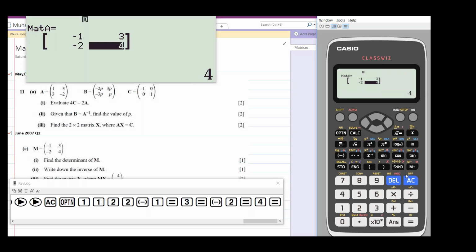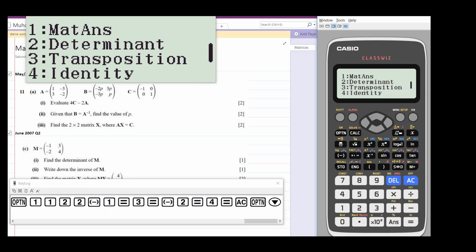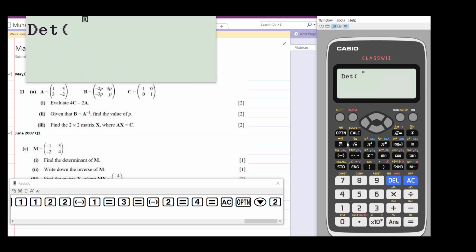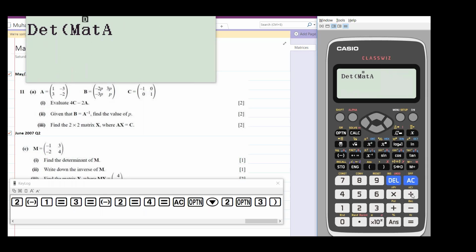So now we need to find the determinant of this matrix. I will press AC. In the option button, if you scroll down, because this shows that there are other options also, you will see determinant. You can also find the transposition, but transposition is not in CIE. So determinant of what matrix? Matrix A, obviously. Since we do not have a keyboard here, I will use the option button, matrix A, which is 3, and close the bracket. So the determinant of matrix A is 2.